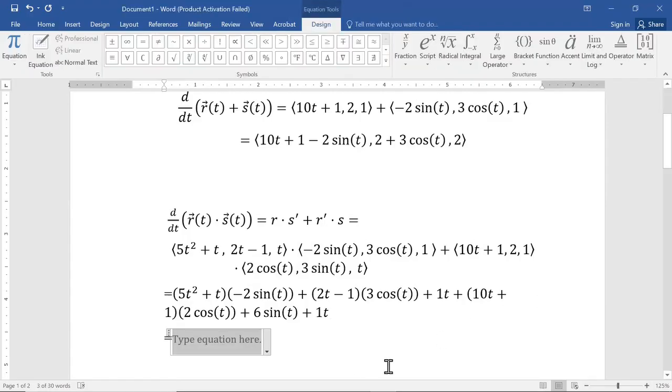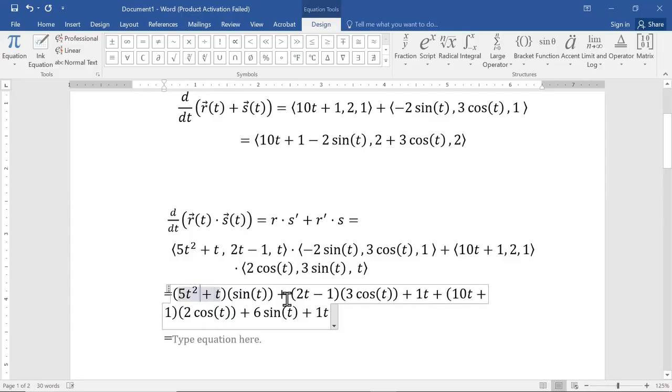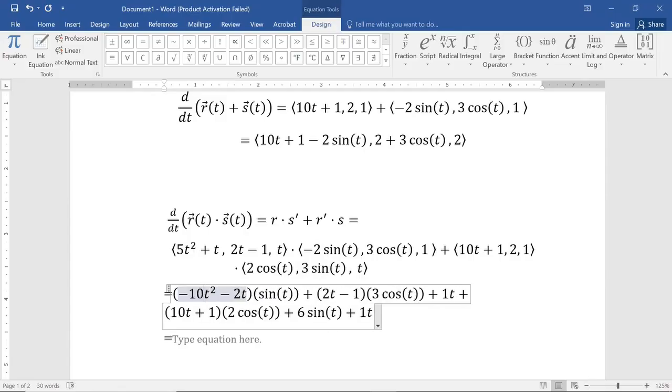Now you can, if you'd like, combine like terms and do all kinds of distribution and combining like terms. For instance, if I take negative 2 times sine of t times 5t squared plus t, I can take the negative 2 and multiply it times the two terms over there. So we'd get negative 10t squared minus 2t all times sine of t.